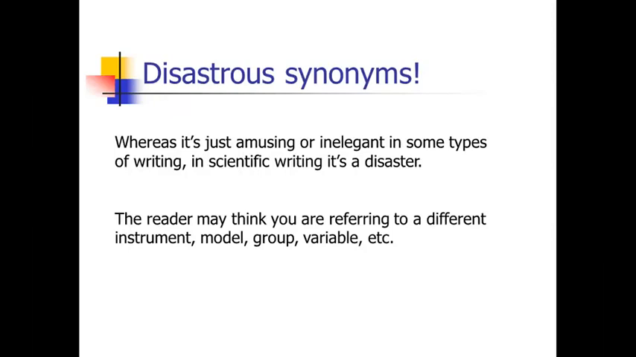So again, if you start switching around the names of your groups, the names of variables, just to avoid repetition, your reader is actually going to think that you're referring to different groups, different variables, models, instruments, and so it's really disastrous. I've reviewed many papers where this has been a major problem, because I actually thought that the authors were talking about two different groups or two different variables, and I didn't realize that they were actually referring to the same thing. But they changed their words, probably to avoid repetition.